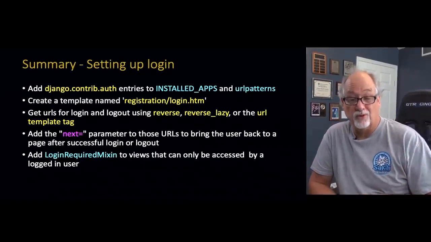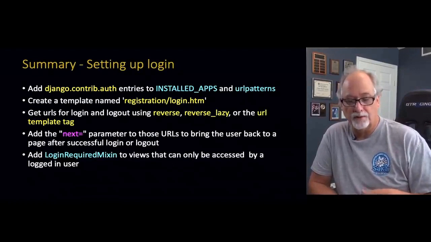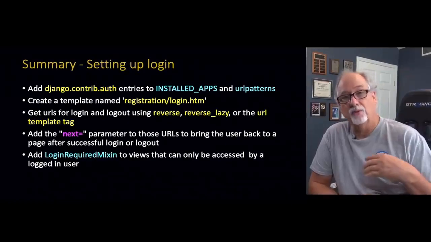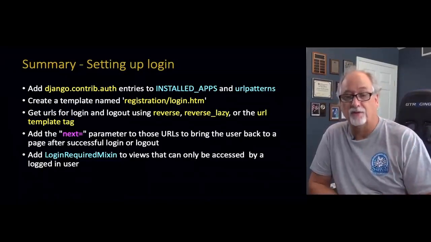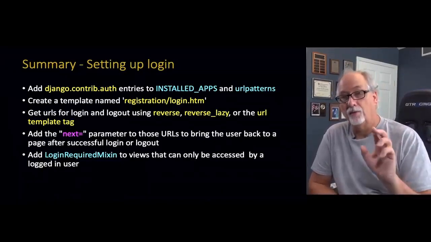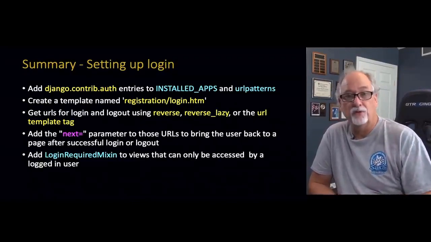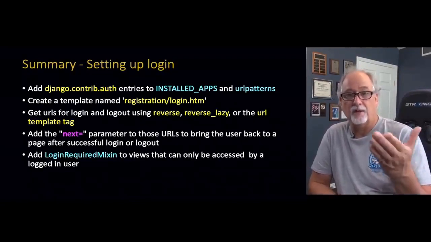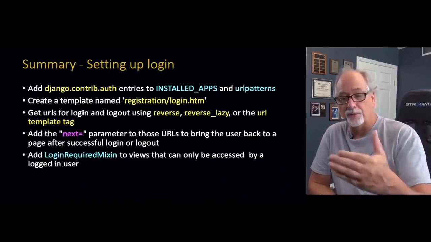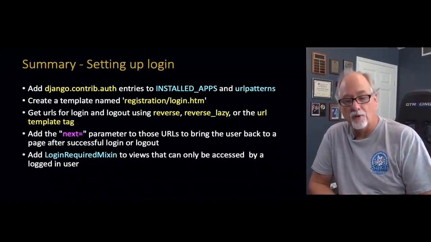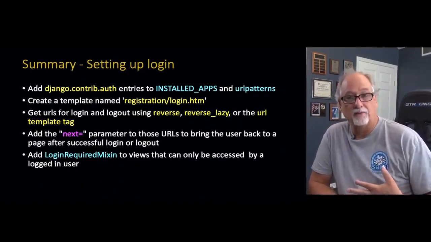One is a simple local login, and the other one is a login where we're going to use GitHub to do our logins. You can get your URLs for login with reverse_lazy or the url template tag. And if we want to come back, we add a next parameter to those URLs. And then when we have a view that is going to depend on request.user, or the user in the user template tag, just add LoginRequiredMixin, and then Django takes care of making sure that you can't get to the view unless you're logged in.